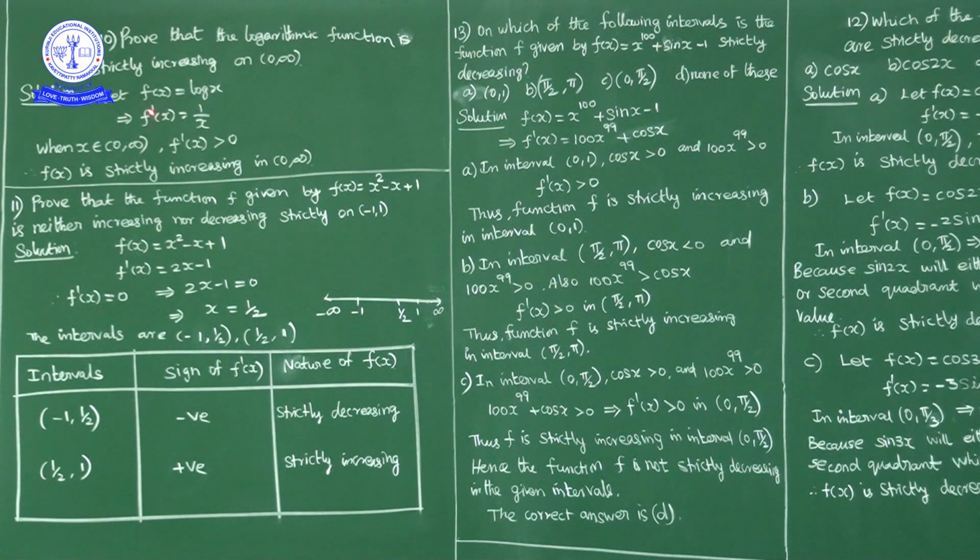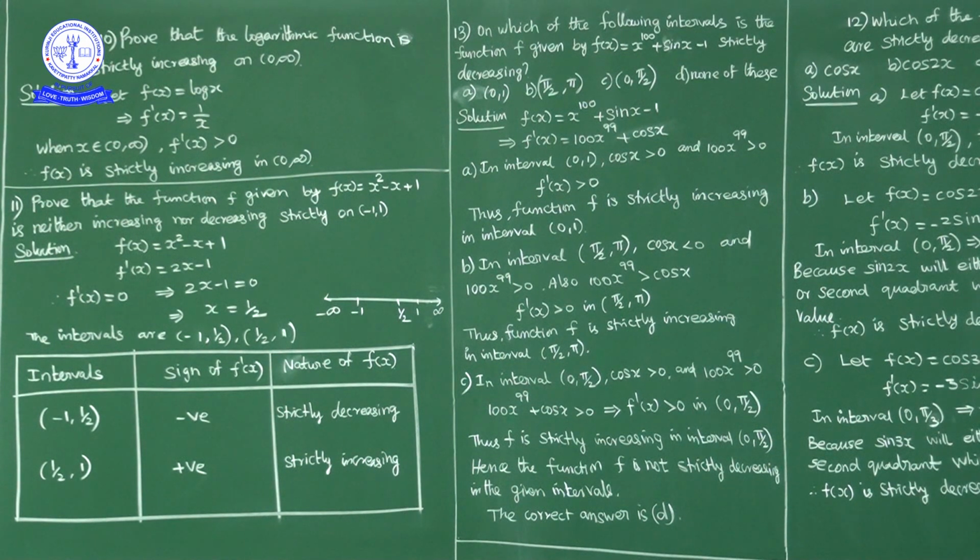Now as f of x equal to log x, what is the derivative of log x? f dash of x equal to 1 by x. Now as x belongs to 0 to infinity, as x is positive, 1 by x is also positive. So f dash of x is greater than 0. As f dash of x is greater than 0, f of x is strictly increasing in the interval 0 to infinity.